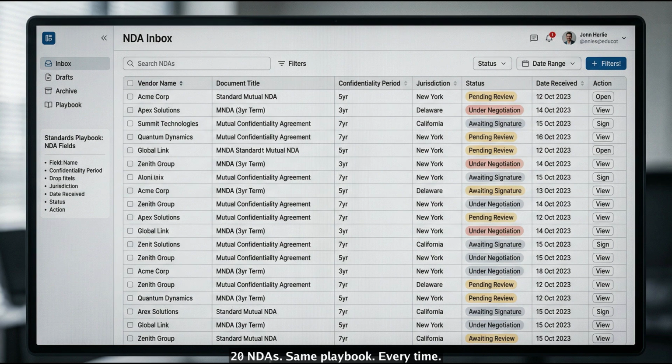In-house counsel at a 150-person SaaS company. 20 vendor NDAs landed during a procurement push. Each one has a different confidentiality period, different jurisdiction clauses. The playbook for reviewing them is the same every time, but every agreement hides its terms in a different place.